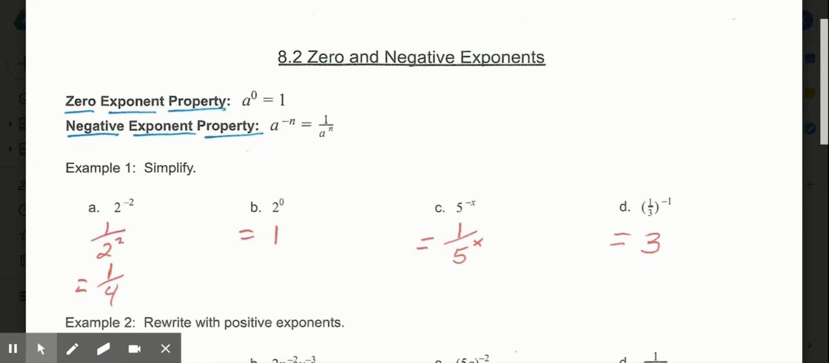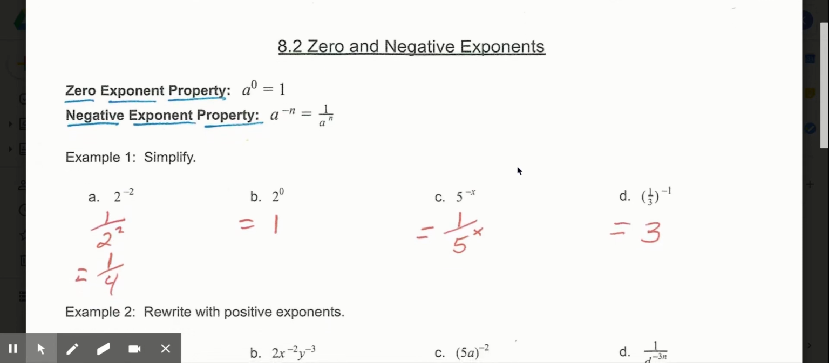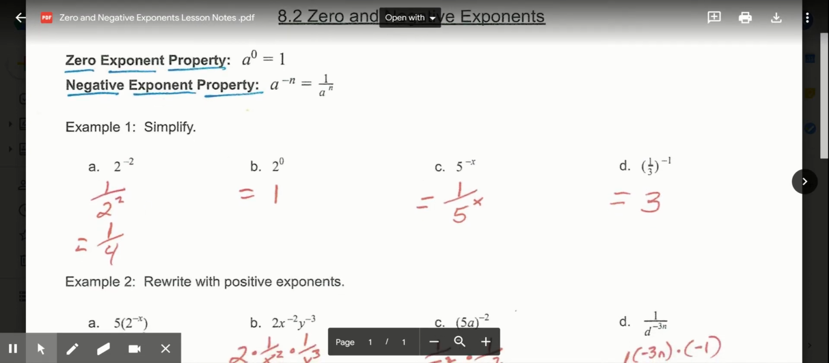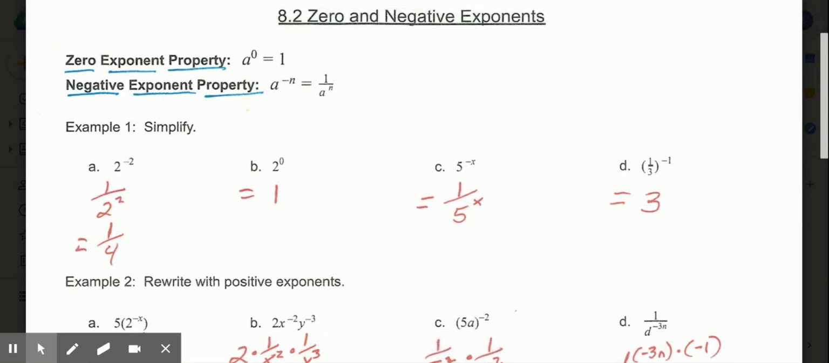So example 1 is just making sense of these two different properties. So if we look at A, we have 2 to the negative second power. So in that case, I'm going to look at my negative exponent property. It is a base number to a negative power. So I'm going to move it to the bottom of a fraction and put the number 1 on top of my fraction as the numerator.